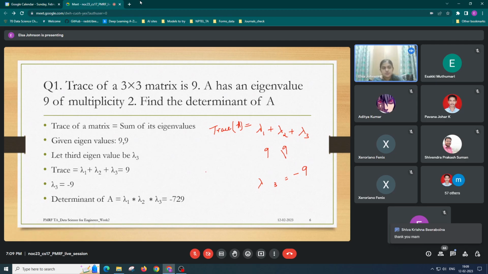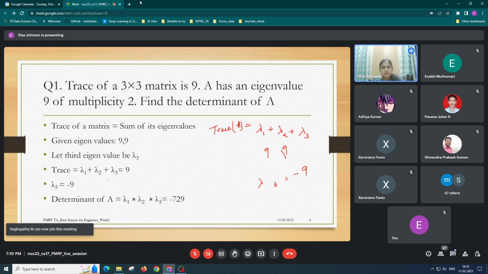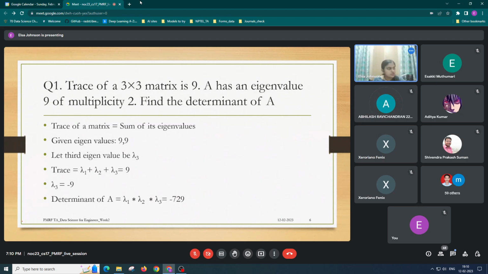Okay, so lambda 1 plus lambda 2 plus lambda 3 equal to 9, so lambda 3 equal to minus 9. Okay, so what will be the determinant of A? The determinant of A will be the product of the eigenvalues, which is equal to minus 729. Okay, so this is an easy thing.